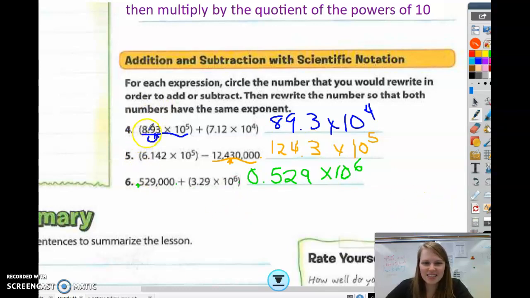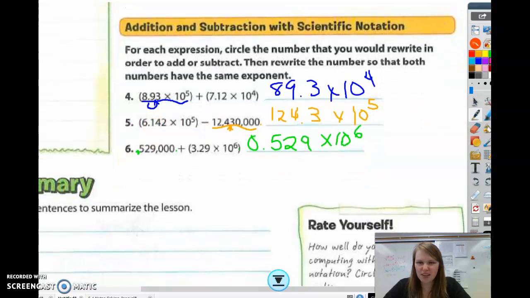So let's take this number and actually add it to this one. So we said this would be 89.3 times 10 to the 4th. So what is 89.3 plus 7.12? 89.3 plus 7.12. I get 96.42. All right? 96.42.